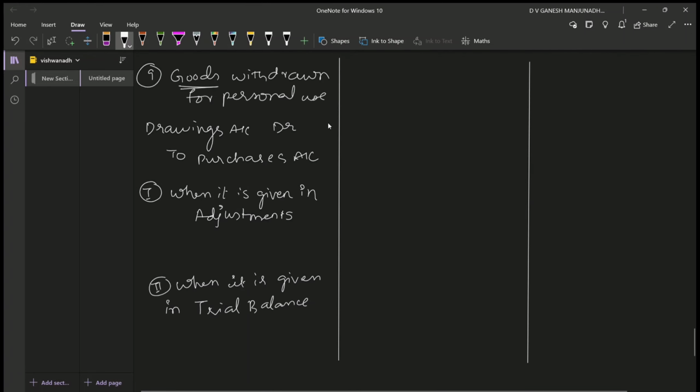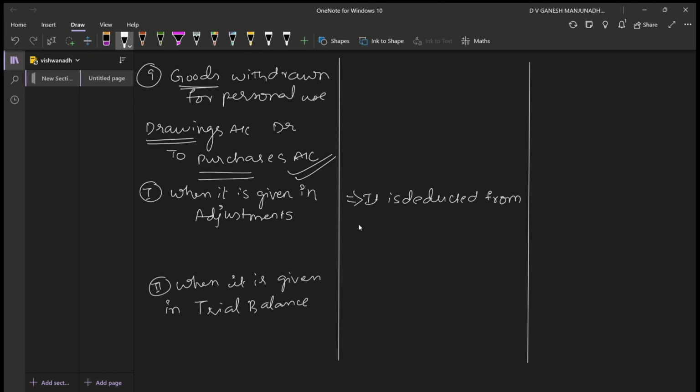And also, this is a drawings account related to purchases. That means we are decreasing this from the purchases. So what we write is it is to be deducted. It is deducted from purchases in trading account. It is to be deducted from purchases in trading account.